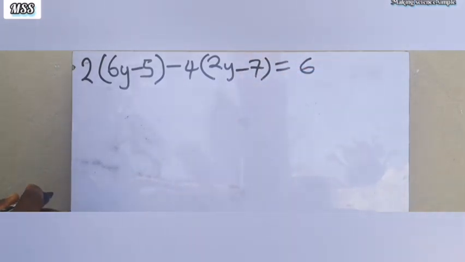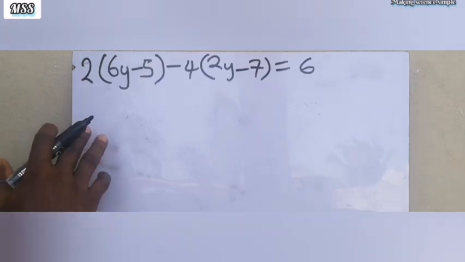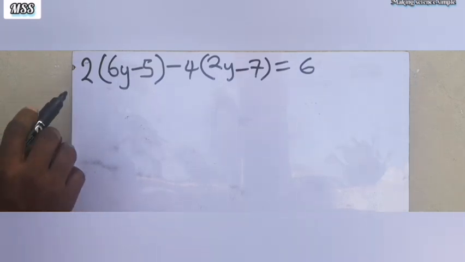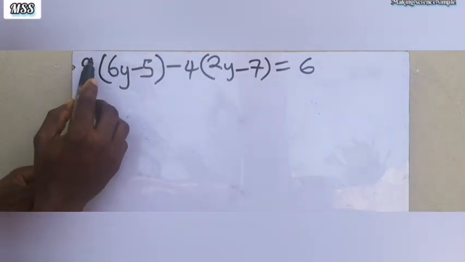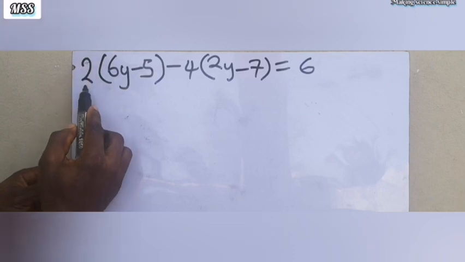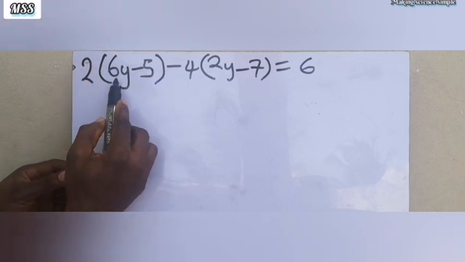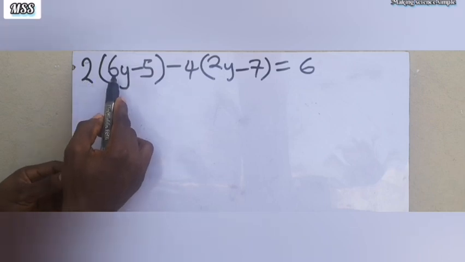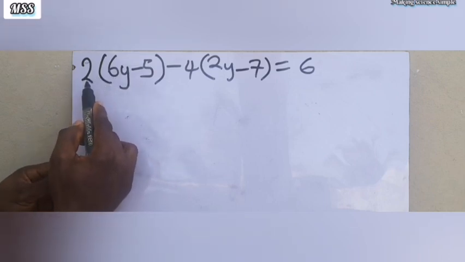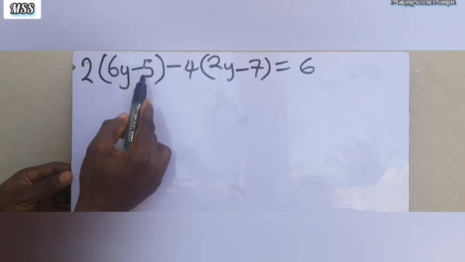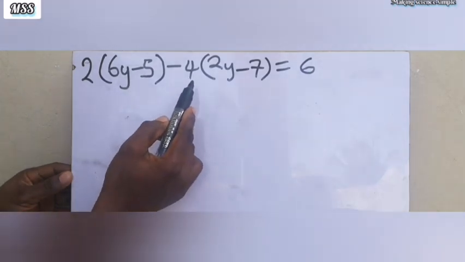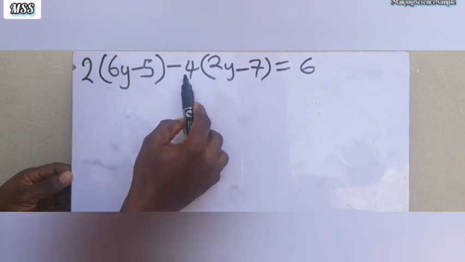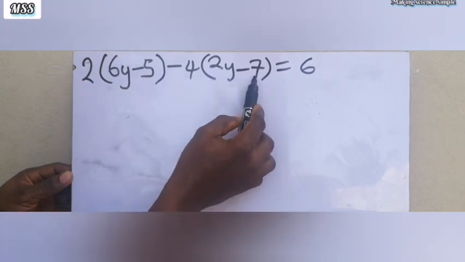Okay, now the first thing we will do is to open the bracket. Now, how do we open the bracket? We open the bracket by using the number beside the bracket and multiplying through all the terms in the bracket. So we're going to use 2 and multiply by 6y, and also use 2 and multiply by minus 5 here. The same thing is applicable here. We will use minus 4 and multiply by 2y, and also minus 4 and multiply by minus 7.